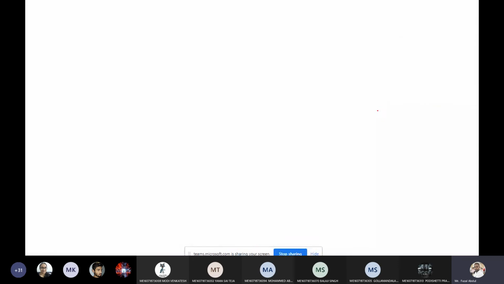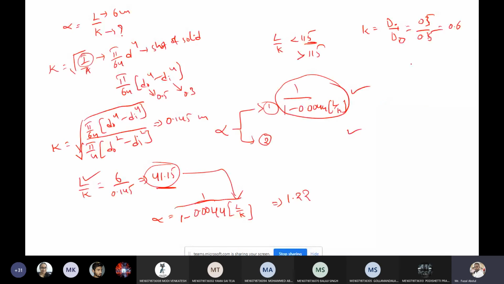Now T value we need. So from the power equation, P is equal to 2 pi N T by 60. Power given in the question is 5,600 kilowatts. So 5,600 into 10 to the power of 3 into 60 by 2 into pi into N. N value is given in the question, 150 rpm.